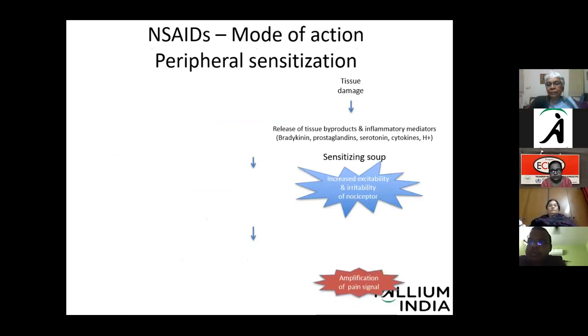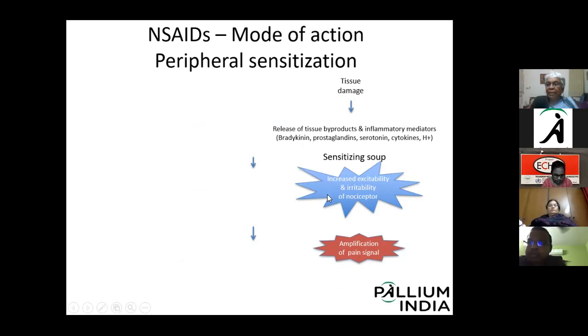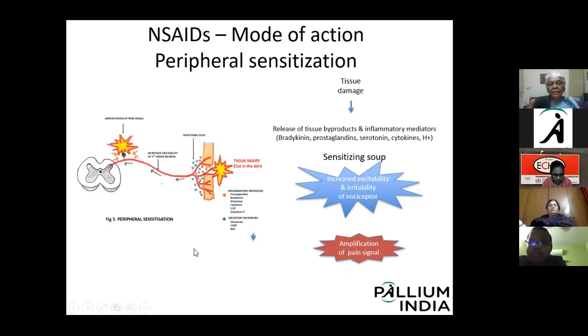I had mentioned this chart in my previous talk with you, in which I can tell about how tissue damage leads to the cyclooxygenase enzyme acting here and producing the inflammatory mediators like prostaglandins, bradykinin, serotonin, etc. And they form a sensitizing soup around the nociceptor, which increases its excitability and irritability, leading to an amplification of the pain signal. So this is a diagrammatic representation of the same, in which you have the nerve ending or the nociceptor, the peripheral nerve ending, and the first order neuron. And you have the damaged tissue, and all these inflammatory mediators and excitatory mediators are around this, forming the soup, which leads to the peripheral sensitization.